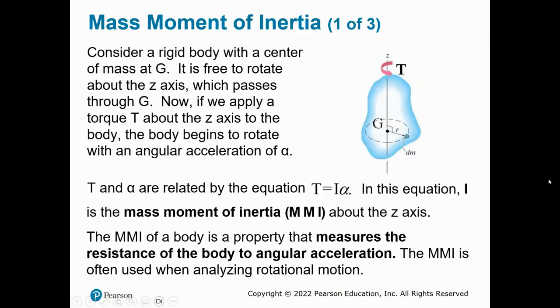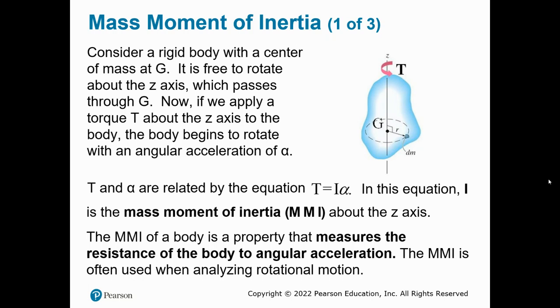First things first, we're going to briefly study the mass moment of inertia definition. Consider a rigid body with a central mass at G. It is free to rotate about this axis z, and if we apply a torque T about the z-axis, the body begins to rotate with angular acceleration alpha. Both this T, the torque, and the alpha, angular acceleration, are related by this equation: T equals I alpha.